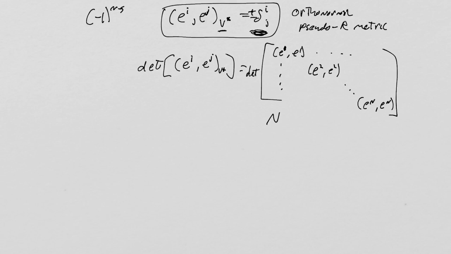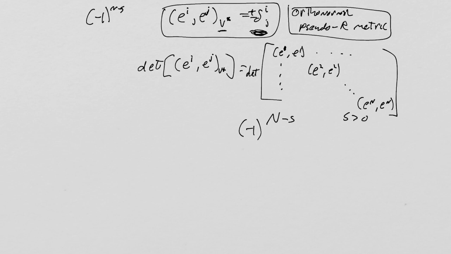So now, of those n diagonal elements, there are going to be s of them that are positive. S of these are greater than 0, right? So how many factors of -1 are there? Well, there are n minus s factors of -1. So the value of this determinant is -1 to the n minus s power. That's what drives the sign, or the result of this determinant for this orthogonal pseudo-Riemannian coordinate system.